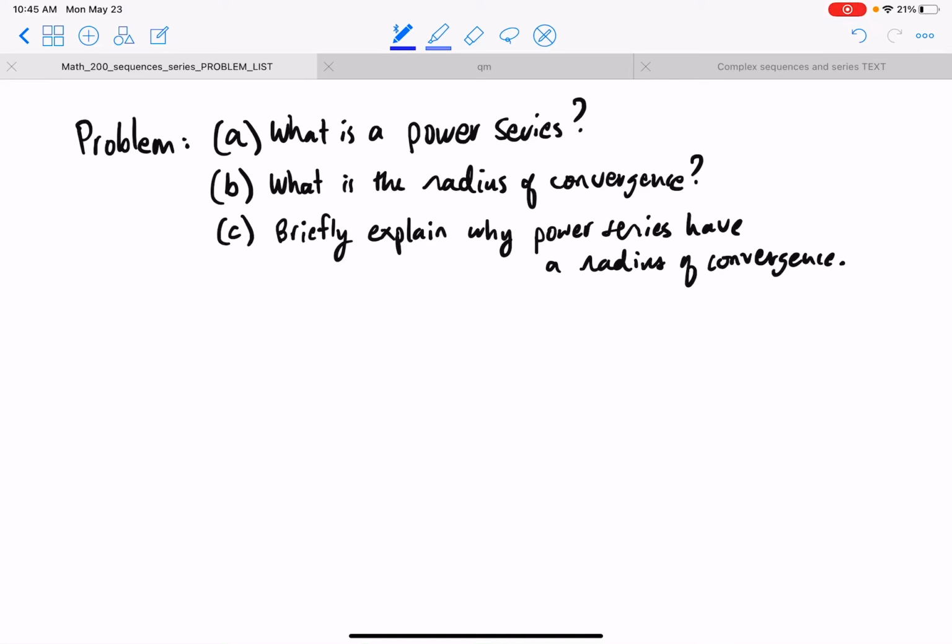Okay, hi everybody. So what is a power series? Basically, these are like infinite polynomials. So here's something that's not a power series. Zeta of 2 is defined to be an infinite sum, n equals 1 to infinity, of 1 over n squared. So that's not a power series. What else is not a power series?